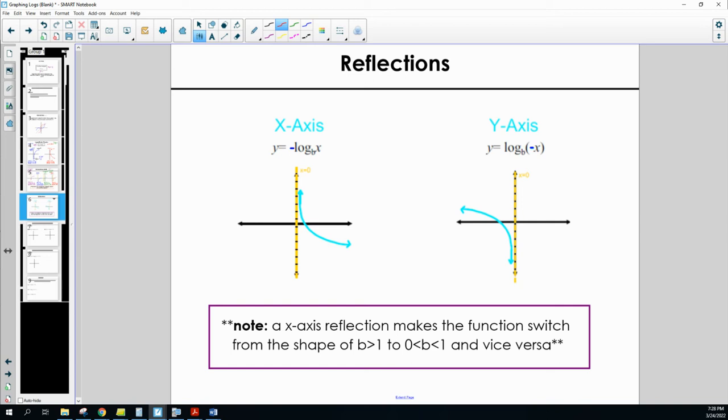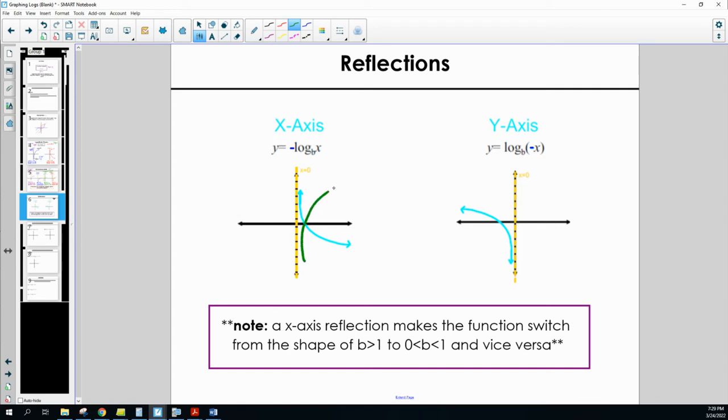So the shape of the graph switched. In this case, because this is the inverse, that's going to happen when it reflects over the x-axis, and that's what you'll see a note here for. So we don't really call them growths or decays, but if we have a down to up, and it reflects over the x-axis, it will become an up to down and vice versa. So again, both of these examples are when b is greater than 1.